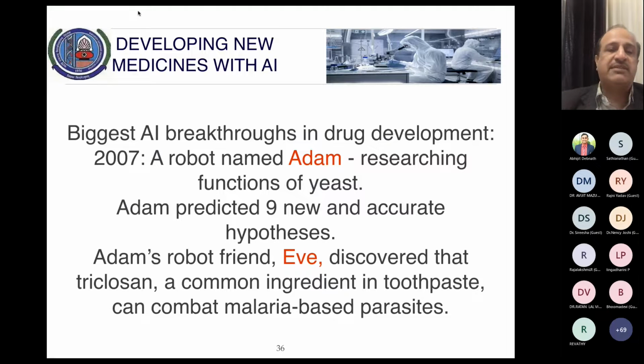If you go back to 2007, the first robot made was Adam, which searched functions of the yeast, and it was found that this robot predicted 9 new and accurate hypotheses. Another robot was named Eve, which discovered triclosan, a very common ingredient used in toothpaste, and found that triclosan can be used against malaria parasites. So this robotic research is working on developing new medicines.